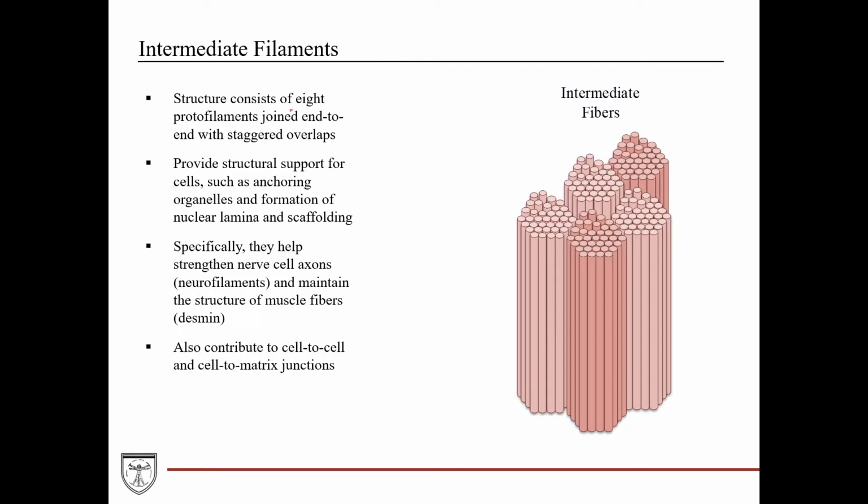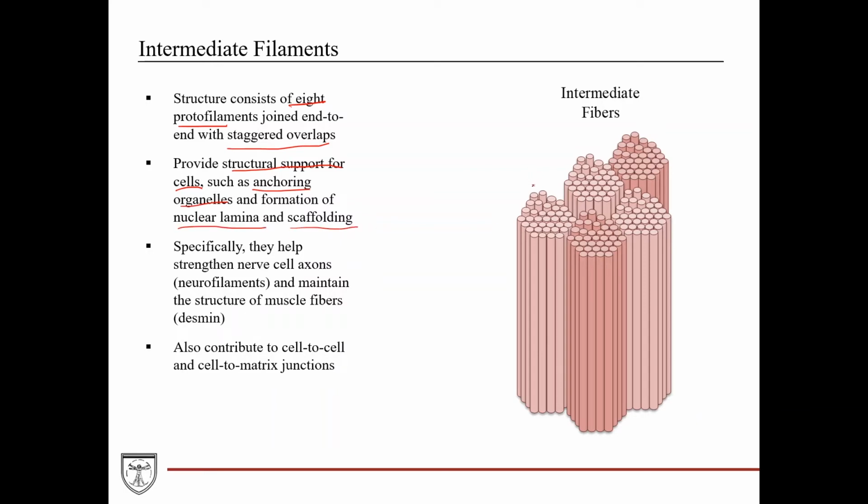Structurally, they consist of 8 protofilaments that join end to end with staggered overlap. And I don't think you need to know much more than that unless your class really goes into detail. But for most exams, you're just going to have to know that. What's more important is the function of intermediate filaments. They provide structural support for cells, which is just part of being the cytoskeleton. But they also help with anchoring organelles and the formation of the nuclear lamina and scaffolding.